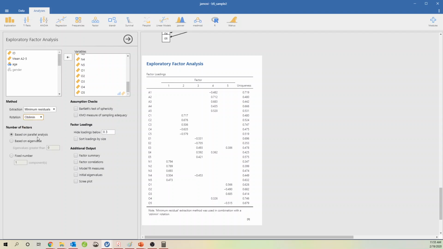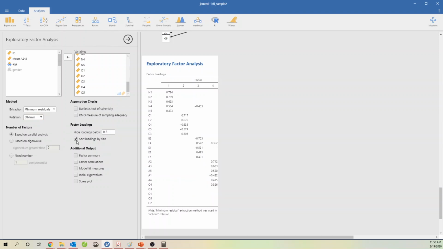Oblimin or oblique rotations, those are the same thing, is the one that we use in psychology most of the time, and it's default here in Jamovi, because Jamovi is kind of made for social scientists. So that's pretty cool. The last thing I wanted to point out here is, well, let's do 2 more things. Earlier I was looking for this, sort loadings by size.